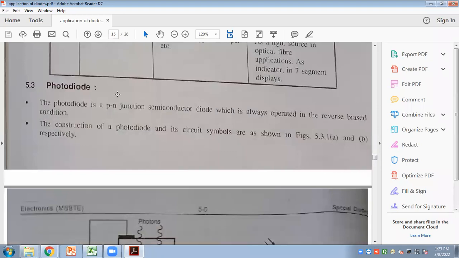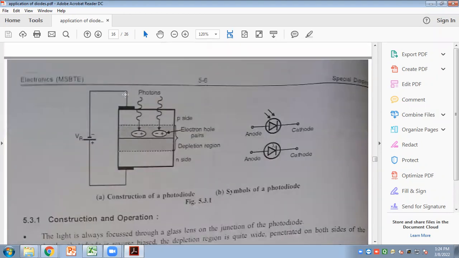Next type of diode we are going to see is the photodiode. Photodiode is nothing but a PN junction semiconductor diode, but it is always operated in reverse bias. There are pairings of the different diodes: the PN junction diode and Zener diode. PN junction operates in forward bias, Zener operates in reverse bias. Light emitting diode operates in forward bias, photodiode operates in reverse bias.